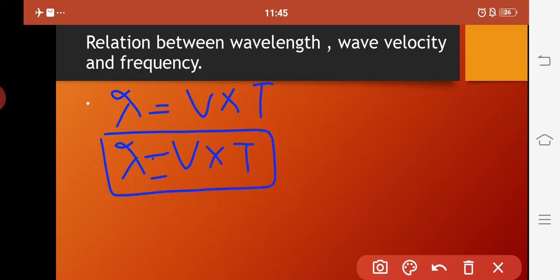But here we are not using time period. What we are using is frequency, and we know that frequency is the reciprocal of time period.